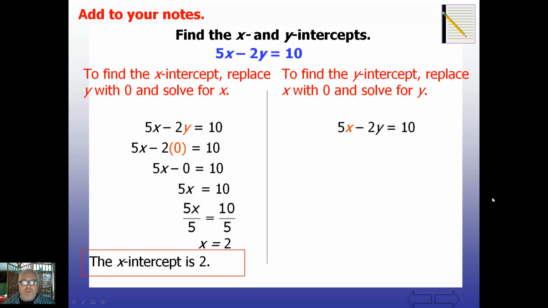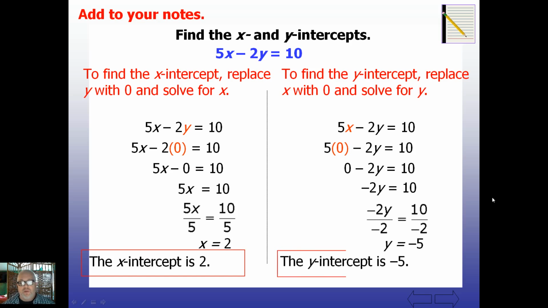Now to find the y-intercept, replace the letter x with the number 0. And we end up with -2y equals 10. So what's our y-intercept? -5. So if you had to graph this, you put a point at the x-intercept at 2, you put a y-intercept at -5, draw a straight line through the 2 points, all done.